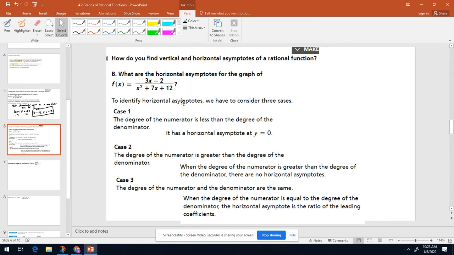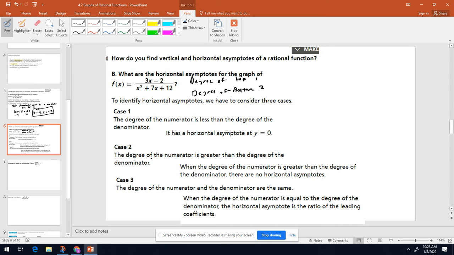So in this problem, this is a visual thing that we need to be able to look at. What's the degree of the top? The degree of the top in this example is 1. The degree of the bottom is 2. So there's three cases we look at. Case 1, the degree of the numerator is less than the degree of the denominator. If that happens, that is automatically y equals 0.